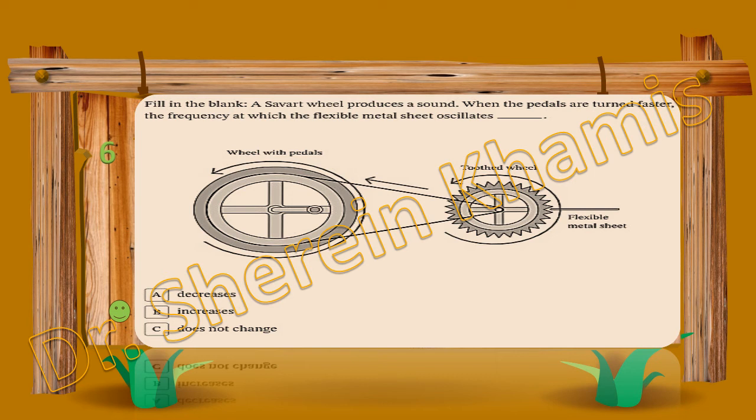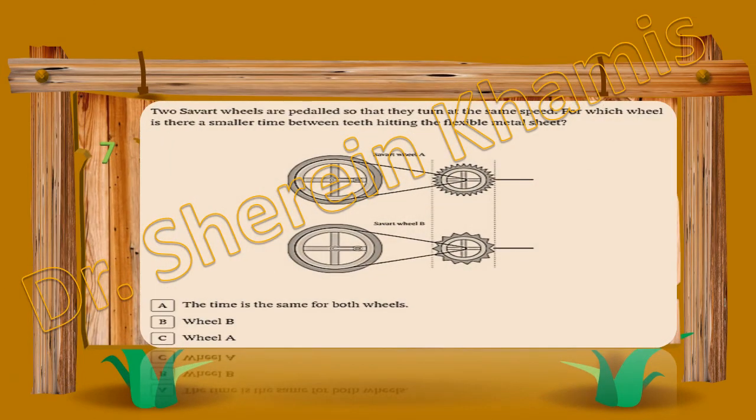Okay, let's go to the last question of our choices today. We have question 7. Here we have two Savart wheels that are pedaled so that they turn at the same speed. For which wheel is there a smaller time between teeth hitting the flexible metal sheet? We have the first one with a greater number of teeth and the second one with fewer teeth. We want to know the smaller time between the teeth hitting the flexible sheet. The right answer will be wheel A.